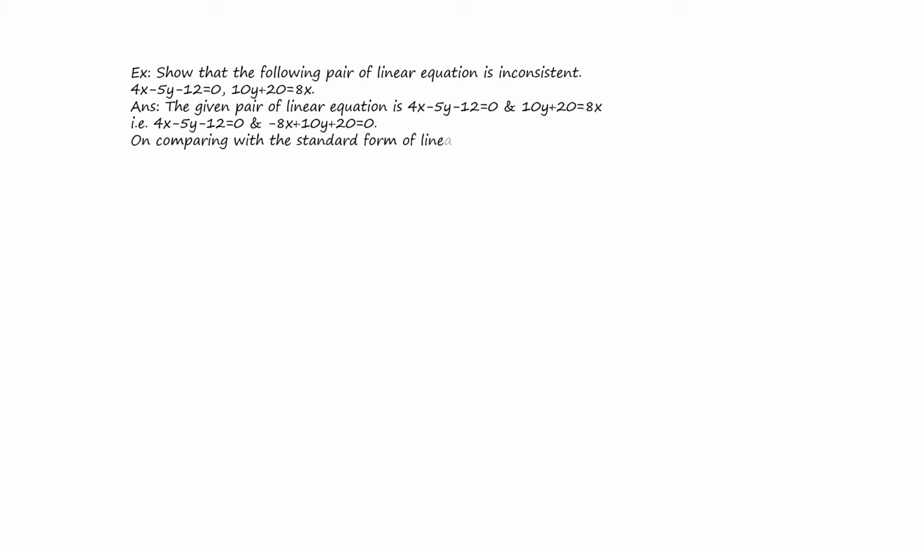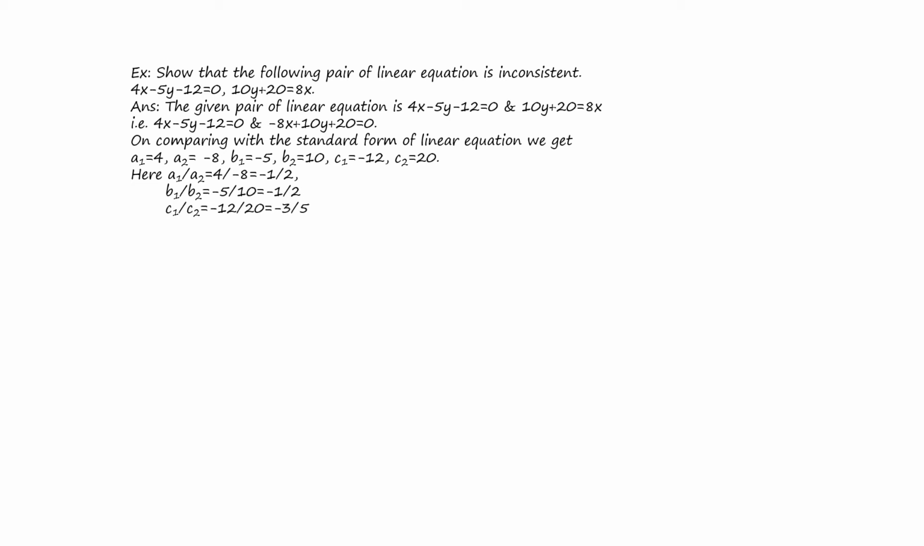So on comparing with the standard form of linear equations, we get a1 equals 4, a2 equals minus 8, b1 equals minus 5, b2 equals 10, c1 equals minus 12, c2 equals 20. So a1 by a2 equals 4 by minus 8, which is equal to minus 1 by 2, b1 by b2 equals minus 5 by 10, which is equal to minus 1 by 2, and c1 by c2 equals minus 12 by 20, which is equal to minus 3 by 5. So a1 by a2 equals b1 by b2, but it is not equal to c1 by c2. Thus, the given pair of linear equations is inconsistent.